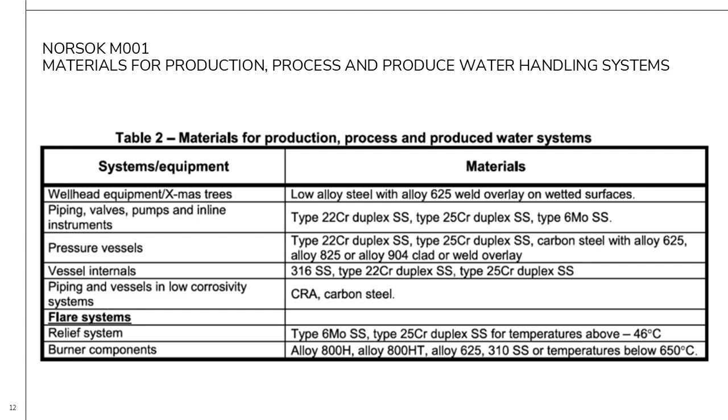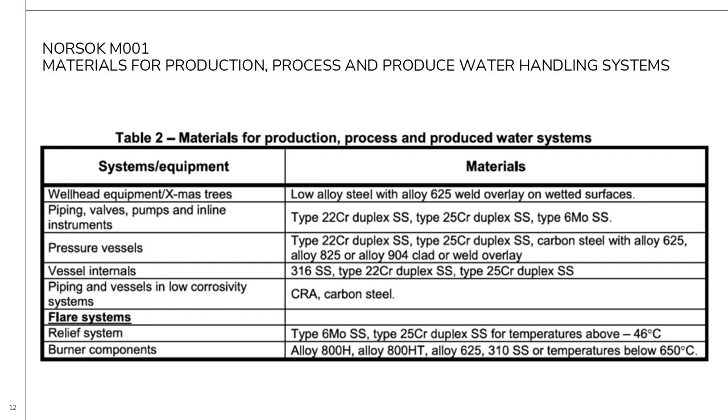Number 1, wellhead equipment or XMAS trees. For wellhead equipment and XMAS trees, the primary material is low alloy steel with an alloy 625 weld overlay on wetted surfaces. This combination provides excellent resistance to corrosion in harsh environments.